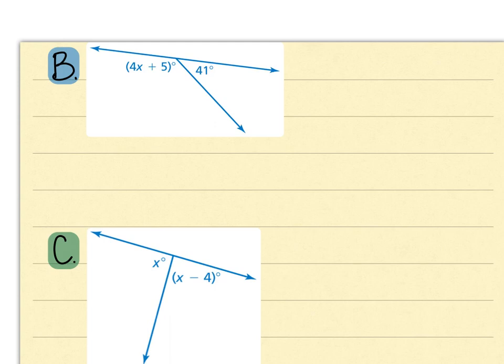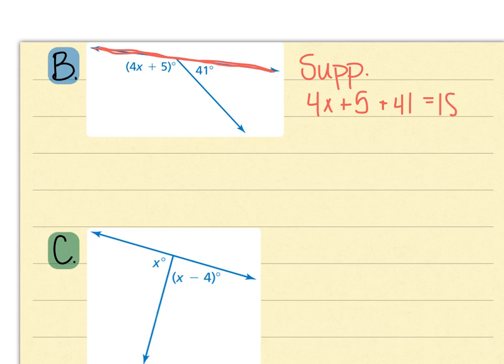All right, this next one, I've got two angles that together are forming a straight line. And so that means 180 degrees. So that means these angles have to be supplementary. And so because they're supplementary, I know together that they'll add up to be 180. So 4x plus 5, the first angle, plus the second angle, 41, has to add up to 180.